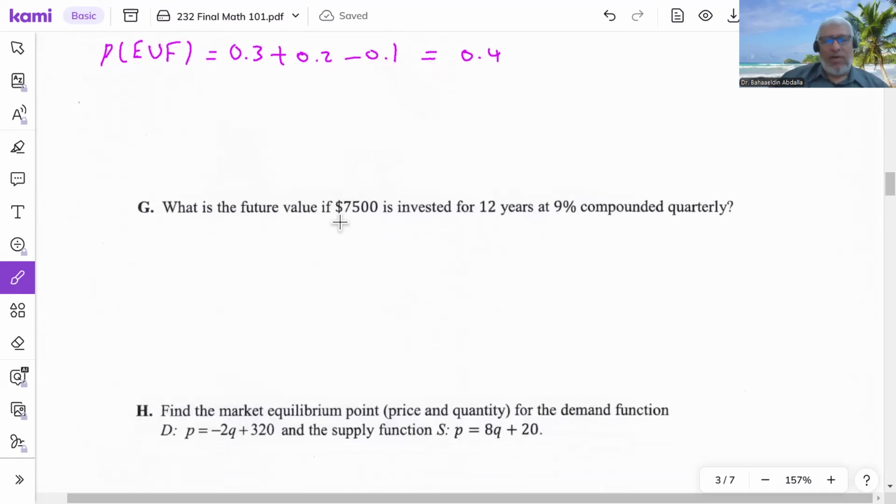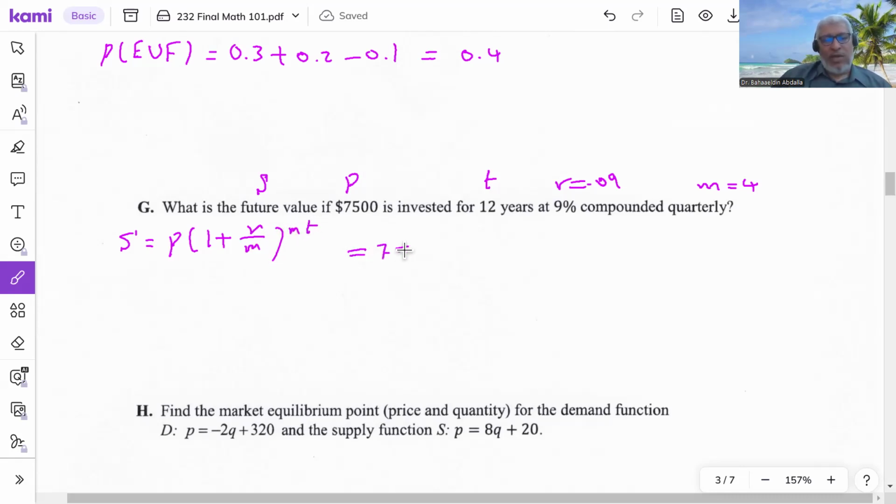What is the future value, which is S, if $7,500 is invested, so this is P, for 12 years, this is T, this is R, 0.09, compounded quarterly, so M is 4. The formula is S equals P times 1 plus R over M to the power MT.